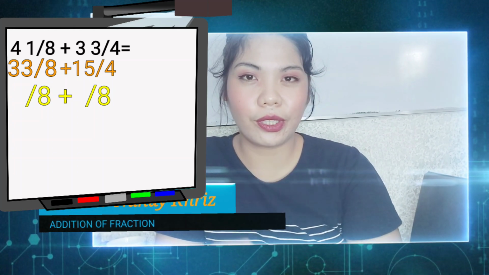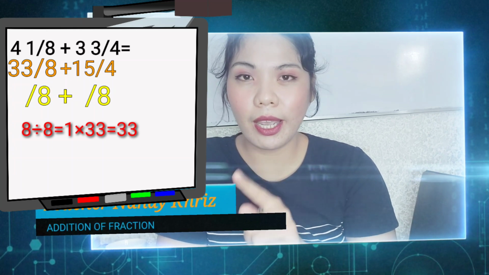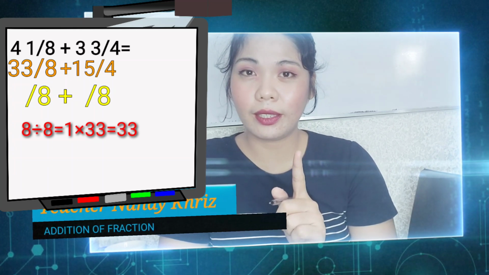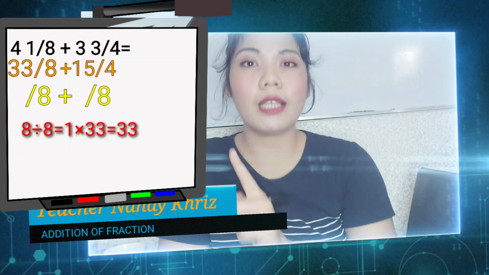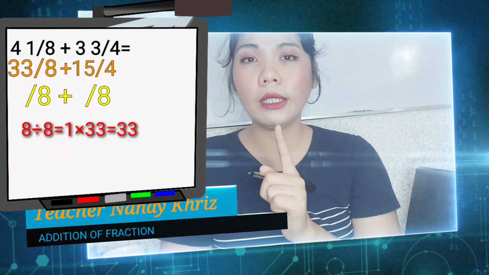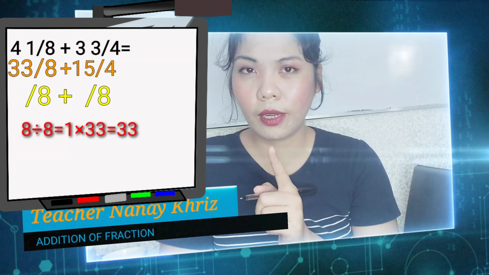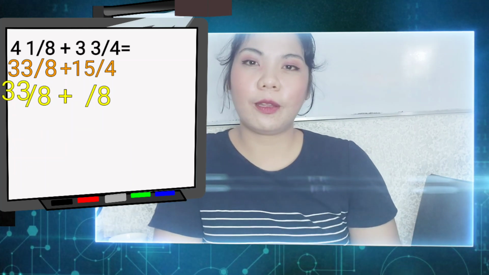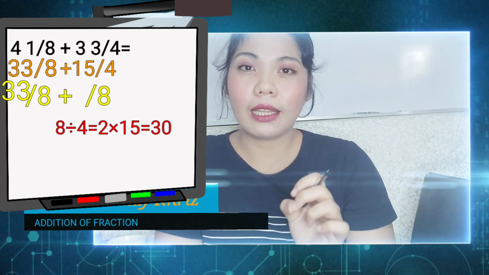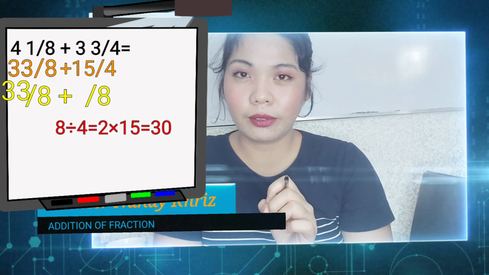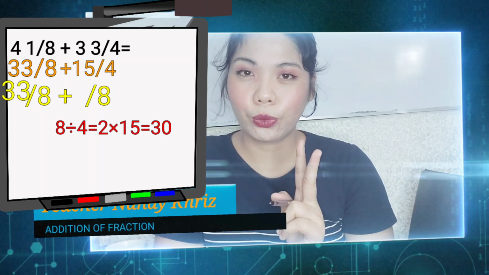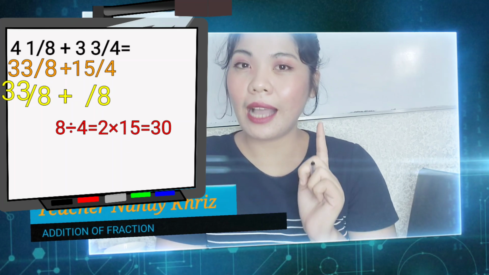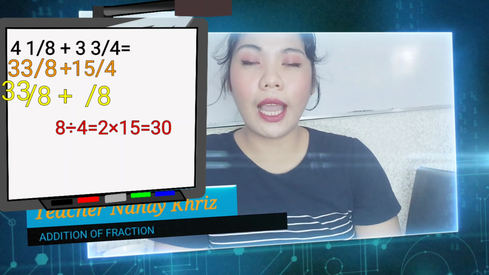So, ngayon, meron na tayong LCD. Divide sa denominator. 8 divided by 8 is 1. And then, yung answer multiply sa numerator. 1 times 33. Andali. 33. Yung next given natin. 8 divided by 4 is 2. Multiply sa taas. 15 times 2.